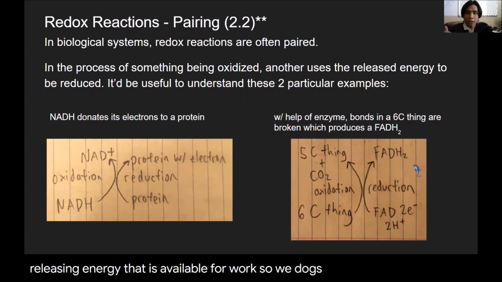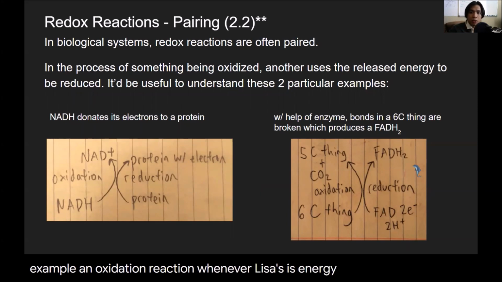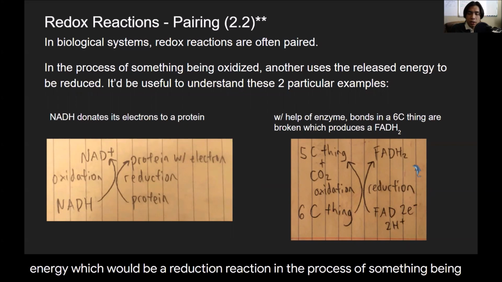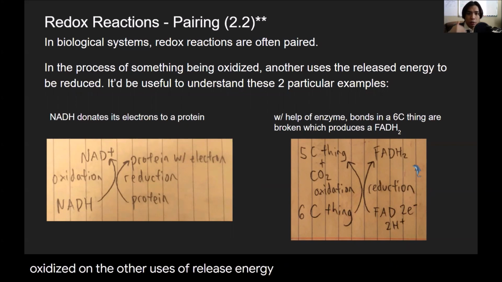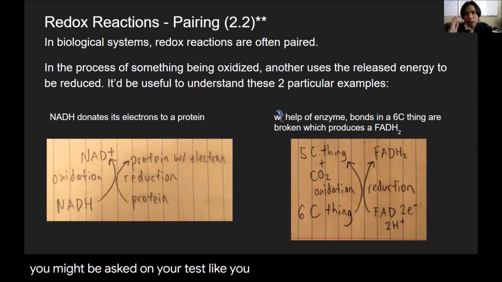So redox reactions are often paired. For example, an oxidation reaction, when it releases its energy, something will use that energy, which would be a reduction reaction. In the process of something being oxidized, another uses the released energy to be reduced. Here are two examples. You might be asked on your test, you have this thing, it gives energy to that, which one was reduced, which one was oxidized?